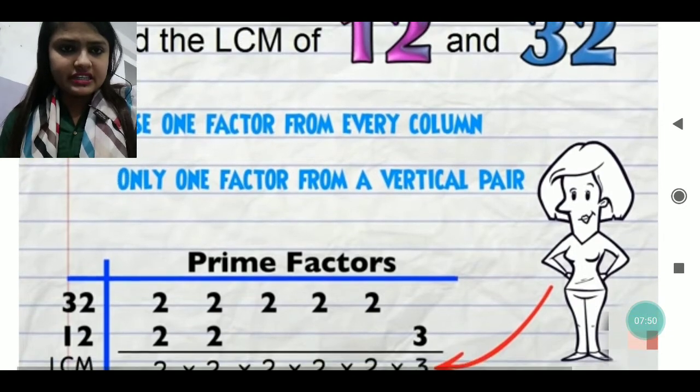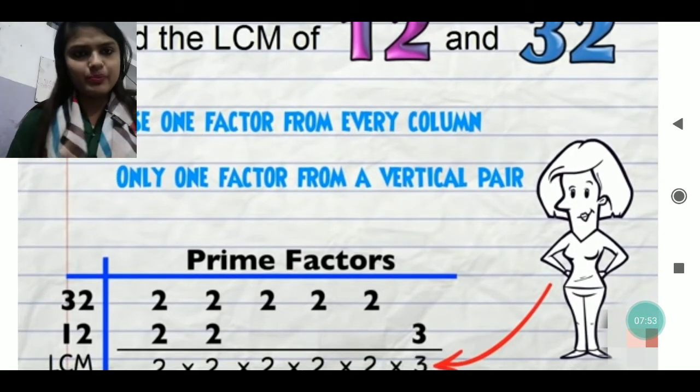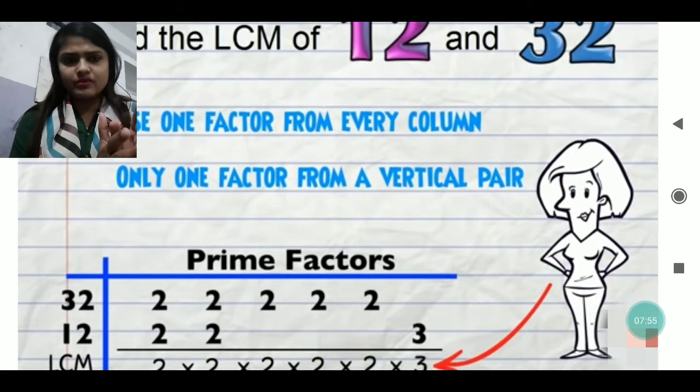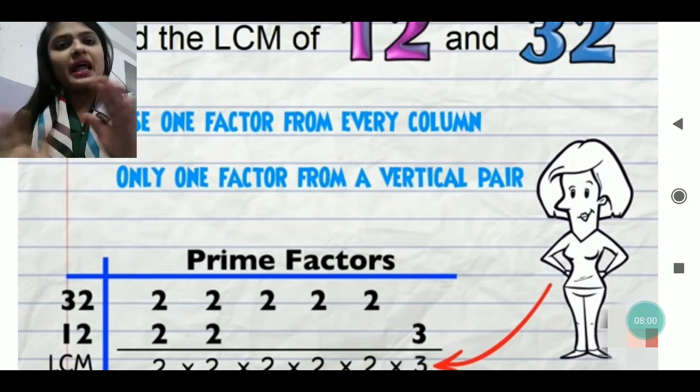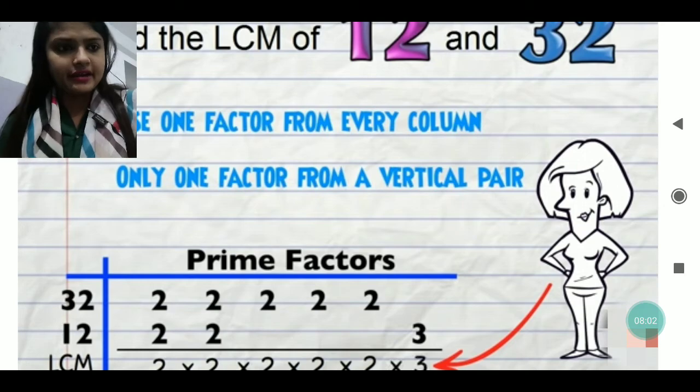It is written that only one factor from a vertical pair is to be taken, meaning whatever pairs you get that are common, from those you pick only one. And the uncommon ones you will also write.